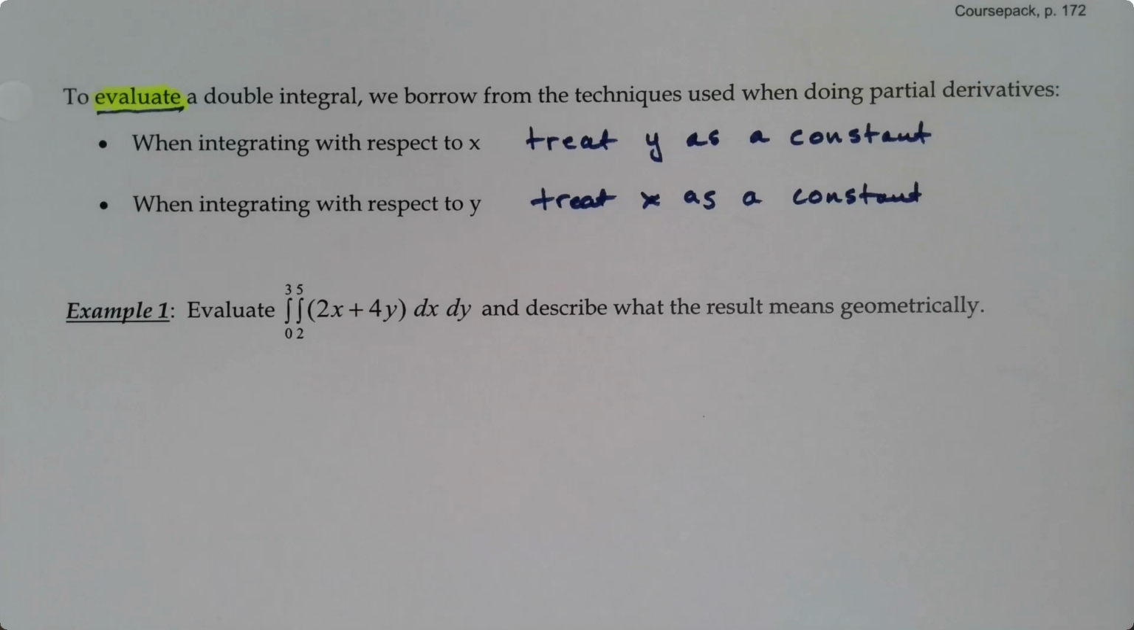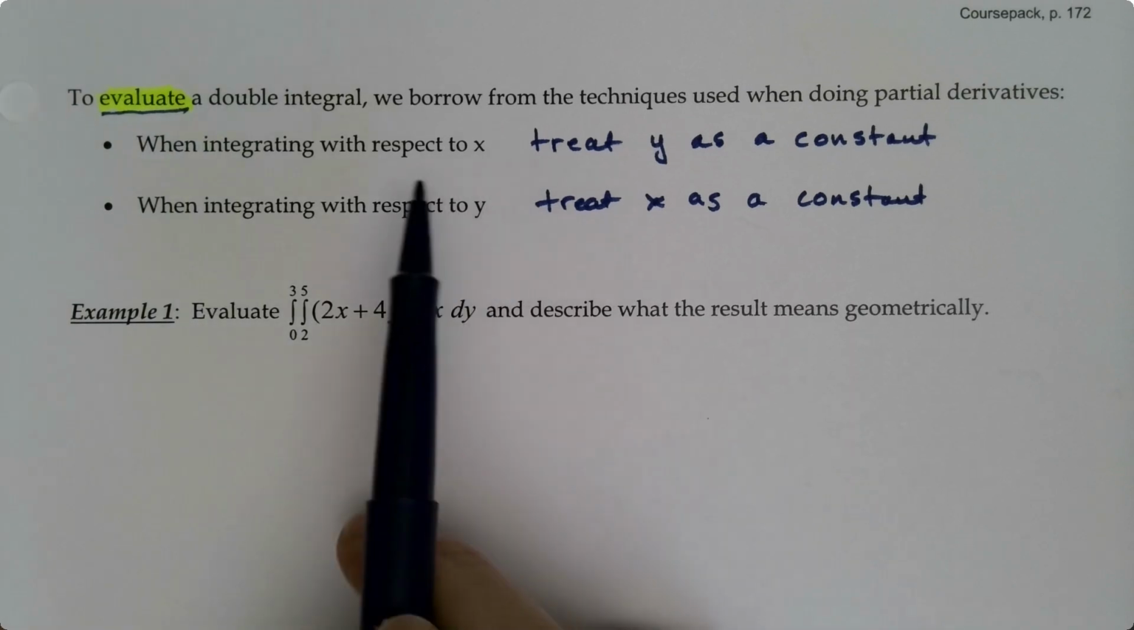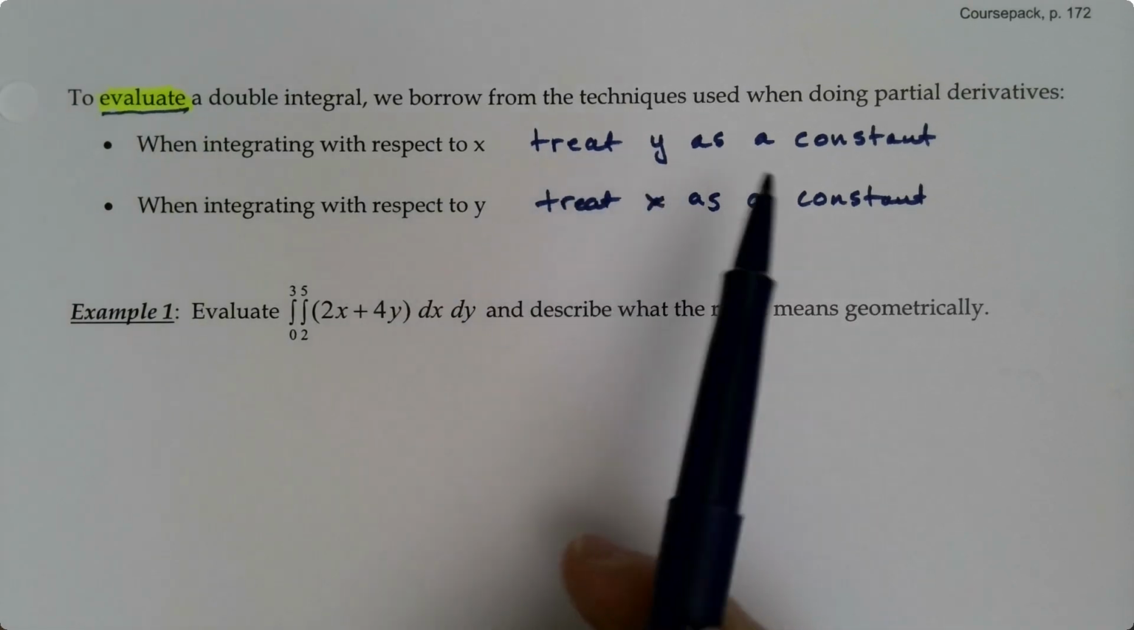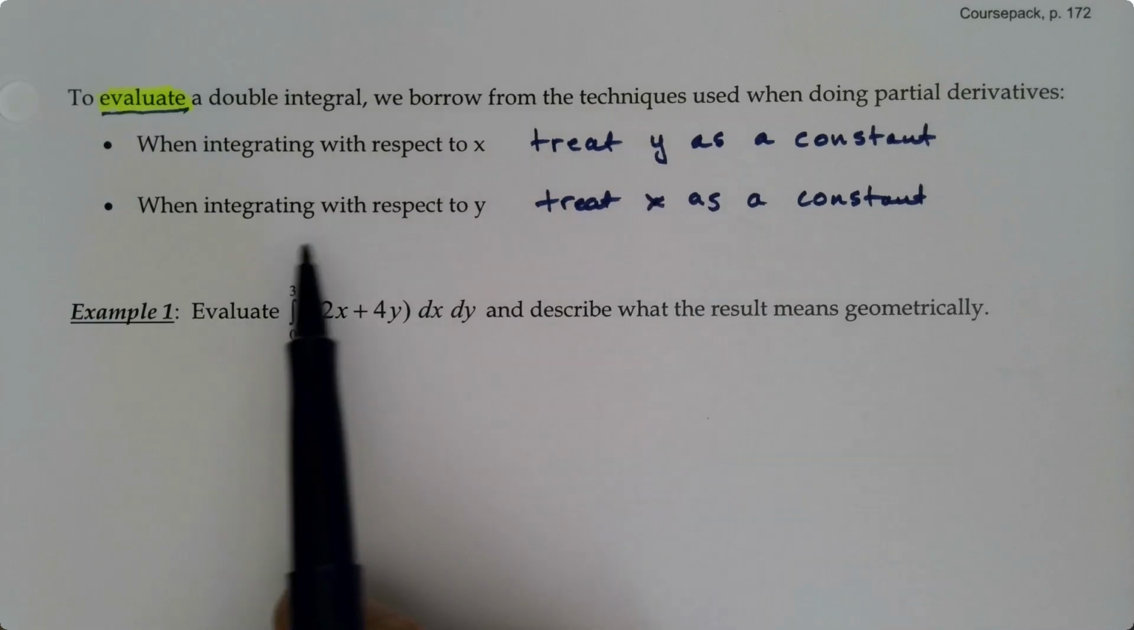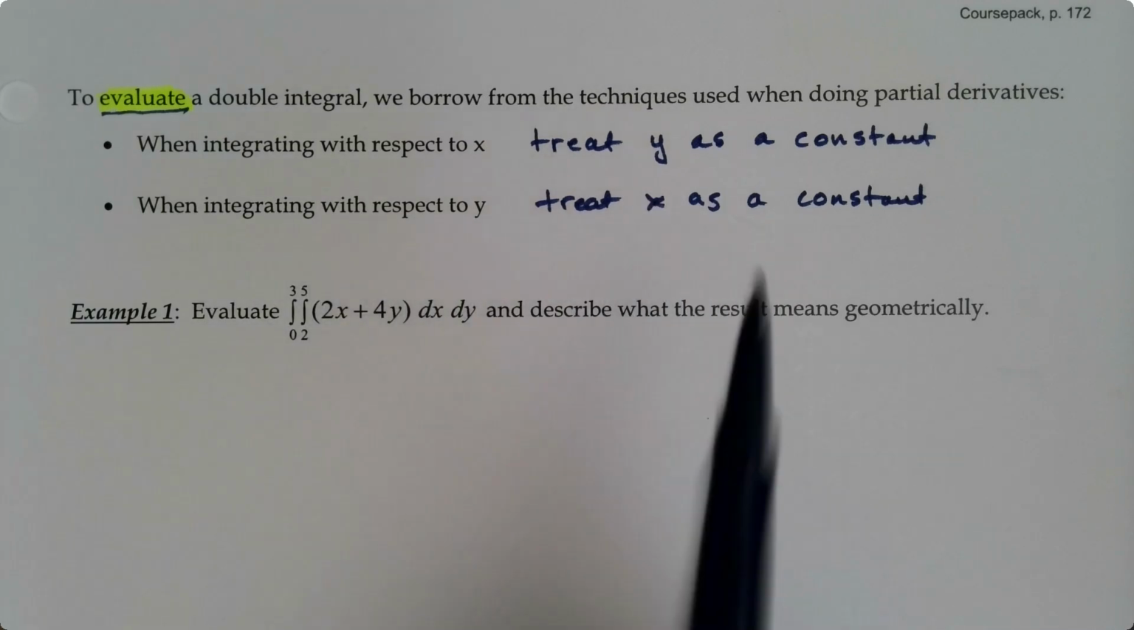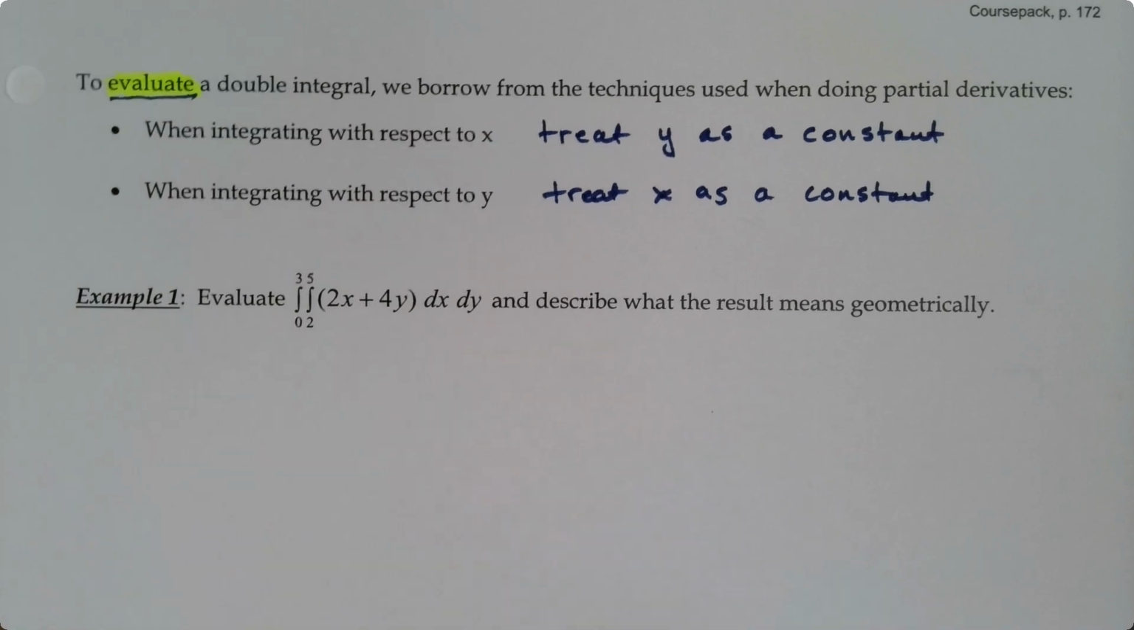Okay, so now we know that a double integral finds us the volume under some surface, but that doesn't help us to evaluate it, to actually find them. So when we want to find them, we want to borrow techniques from when we were doing partial derivatives. When you're integrating with respect to x, you treat y as if it's a constant. And then when you're integrating with respect to y, you treat x as a constant. Now let's put this into practice here.